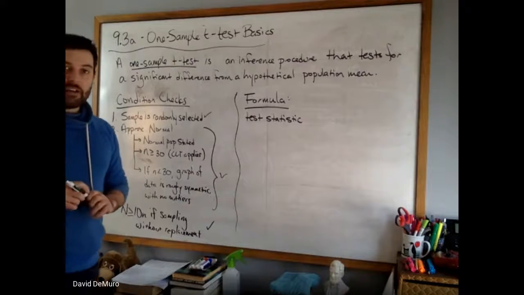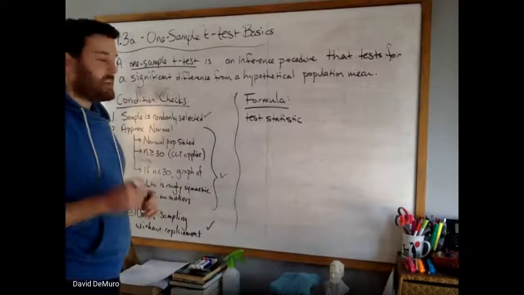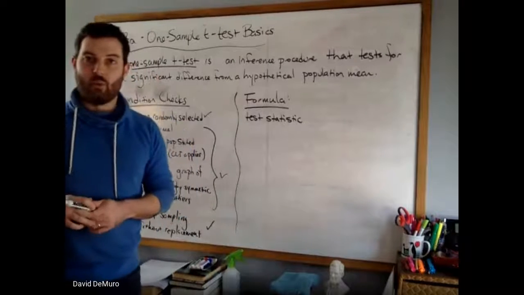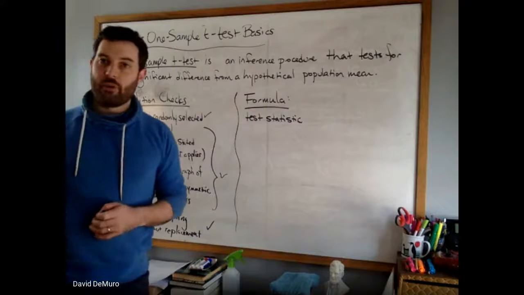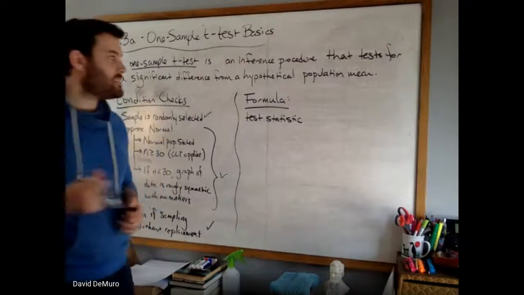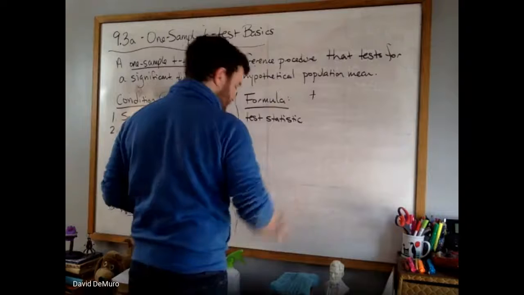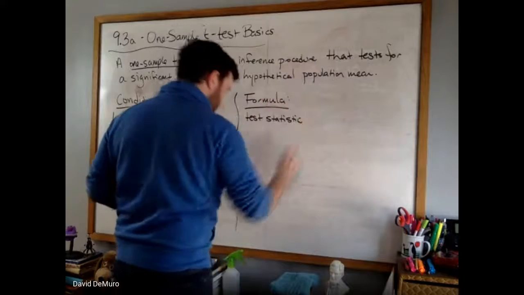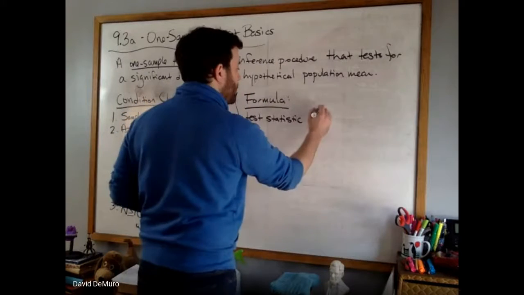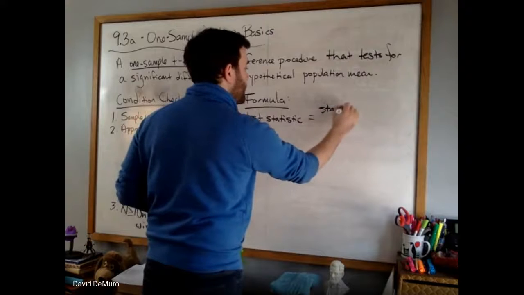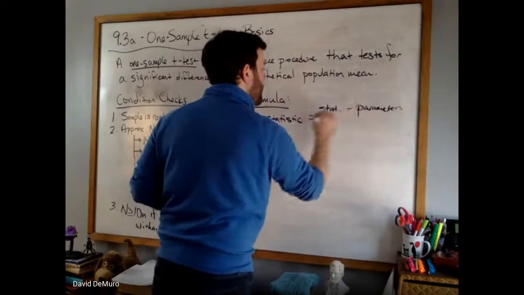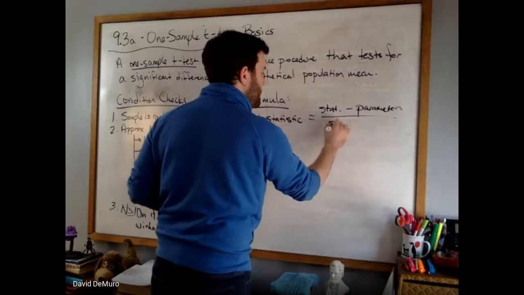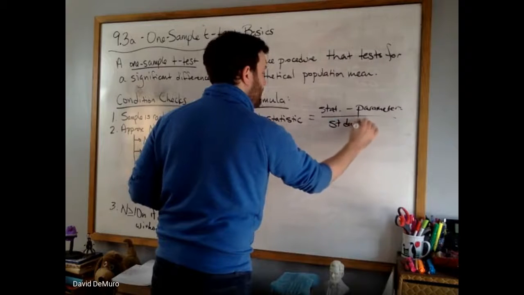Next we'll talk about how to calculate the test statistic that we'll use in our one sample t-test. In a previous video, when we learned about the one prop z-test, we learned that the test statistic is always going to fall into the form of your statistic minus your parameter over the standard deviation of the statistic.